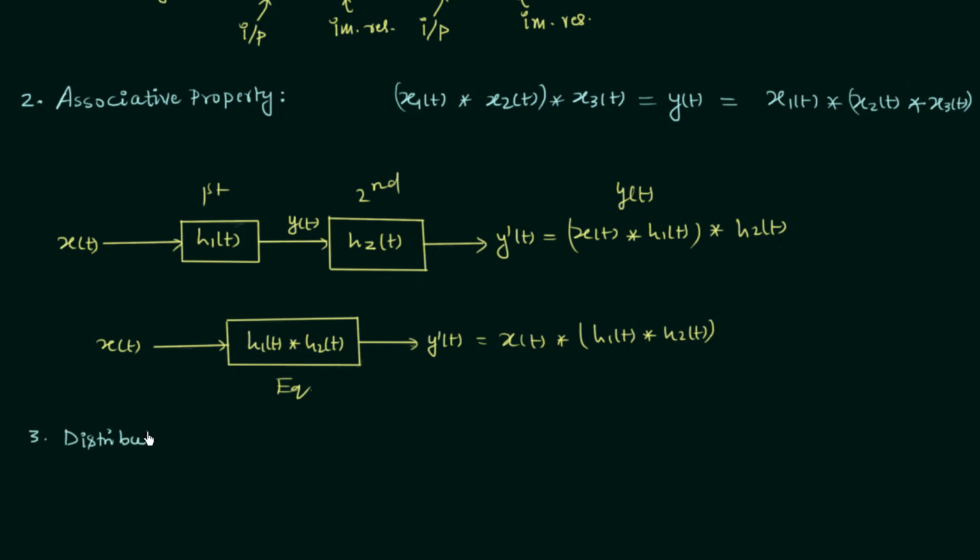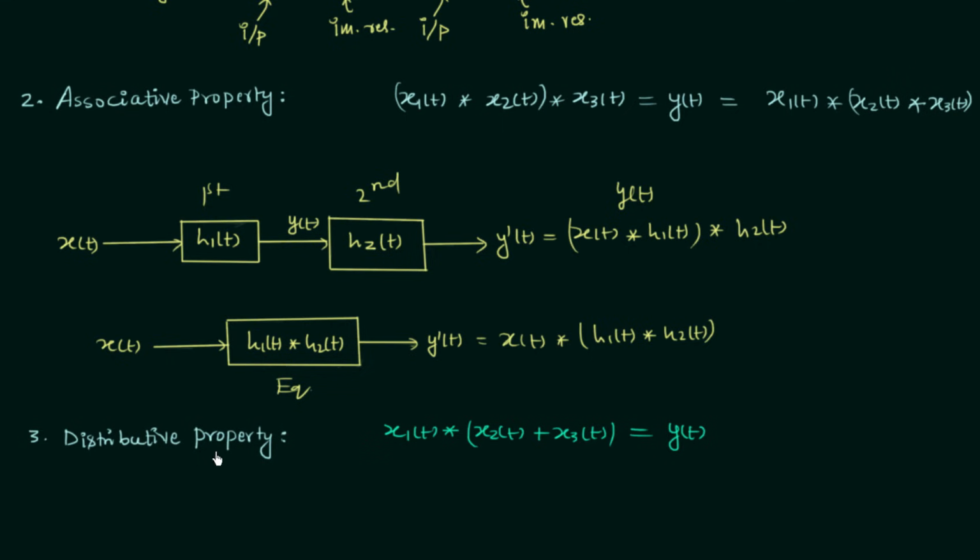Distributive property. To understand this property, I will take three signals, signal x1(t), signal x2(t) and signal x3(t). x2(t) and x3(t) are added together, and we have a new signal which is the sum of x2(t) and x3(t). Now we want to convolve signal x1(t) with the sum of x2(t) and x3(t). Let's say the final signal is y(t).